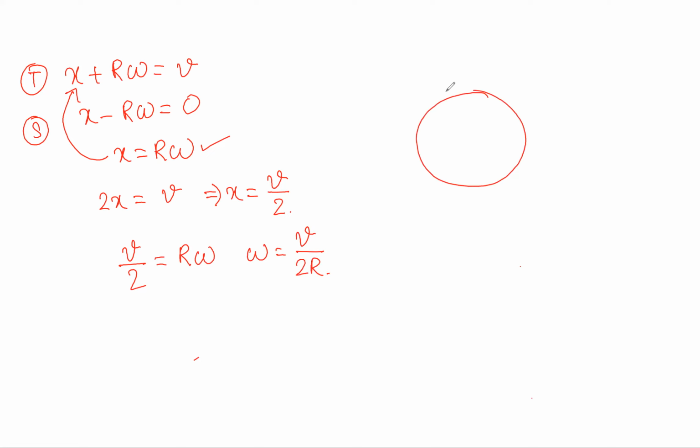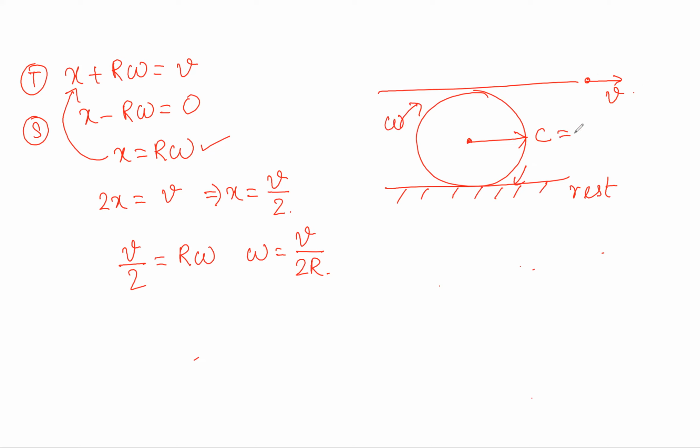The question I asked you is that there is a roller between two surfaces. The bottom surface is at rest. This surface is not sliding, and the top surface is moving with a speed of v. The question I asked you is what is the speed of the center and what is the angular velocity of this roller if it is rolling? So let the angular velocity be omega, let the velocity of the center be x. So what we did is we found out the velocity of the top point and the bottom point, that is x plus r omega and x minus r omega.